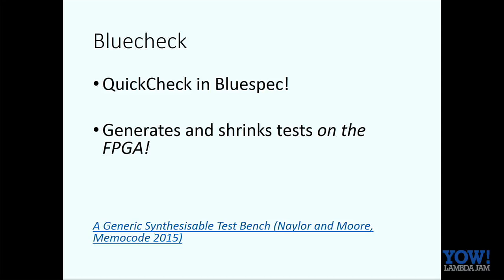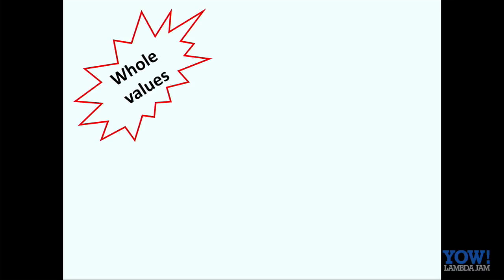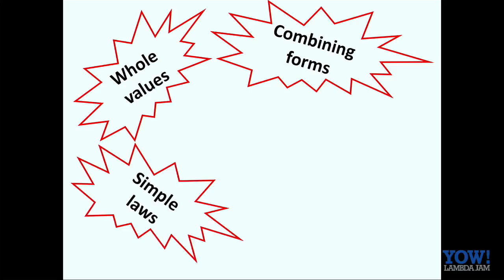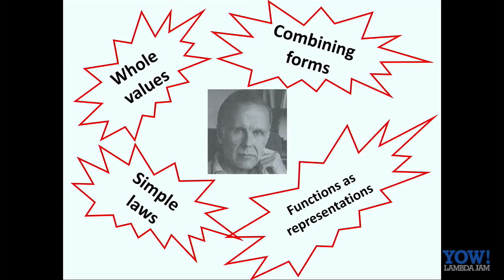Okay, so we've come on a long journey today from church numerals all the way down to QuickCheck on an FPGA. But throughout the whole talk, we've seen the same ideas coming back again and again. The importance of programming with whole values, not word at a time. Combining forms for putting things together that satisfies simple laws to tell us when our design is good. And making use where we can of functions as representations. I think we would have made Bacchus proud.